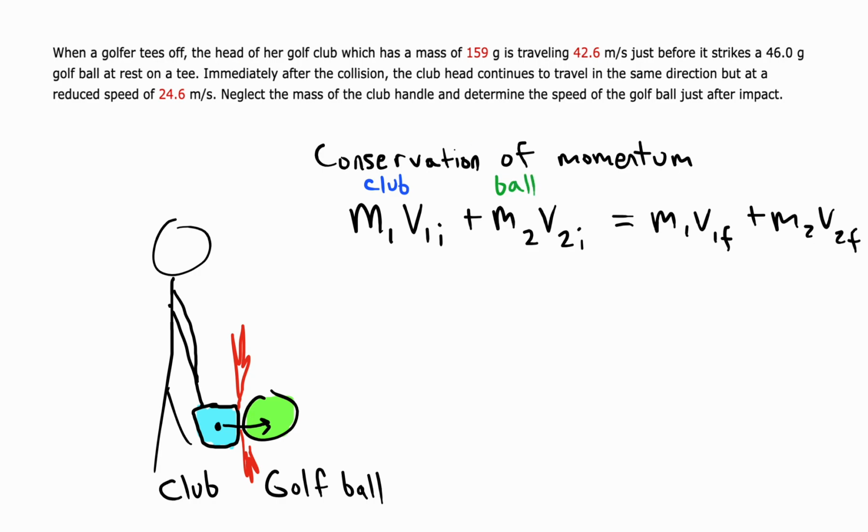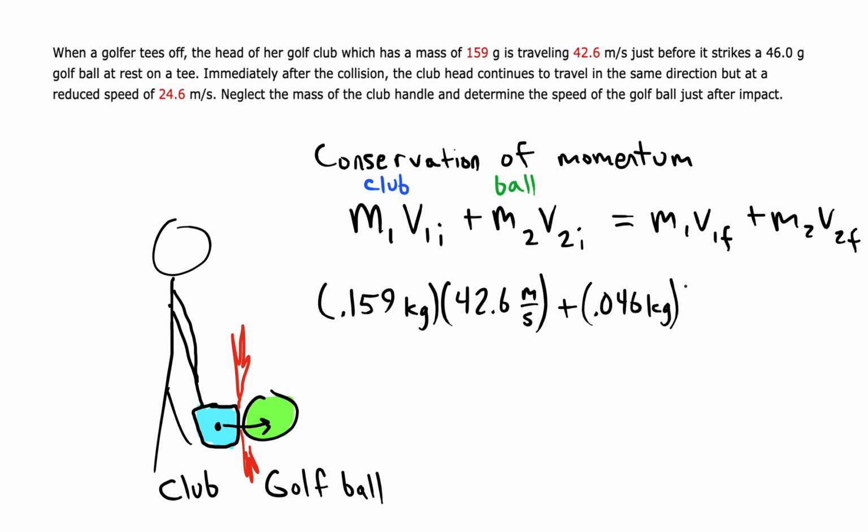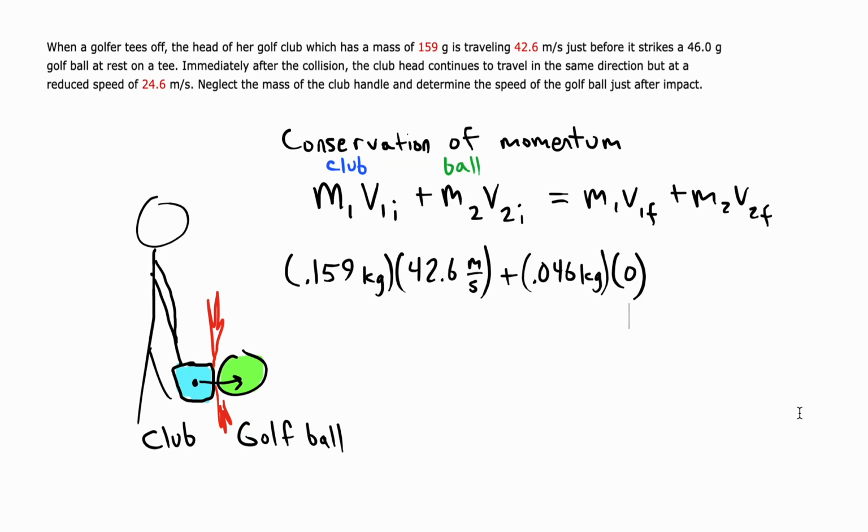All right, so the mass of the club's head, I'm going to change that to kilograms right away, so 0.159 kilograms. And it's got a speed of positive 42.6 meters per second. It's going to the right. The ball has a mass of only 0.046 kilograms. And it's at rest at the beginning of this problem.